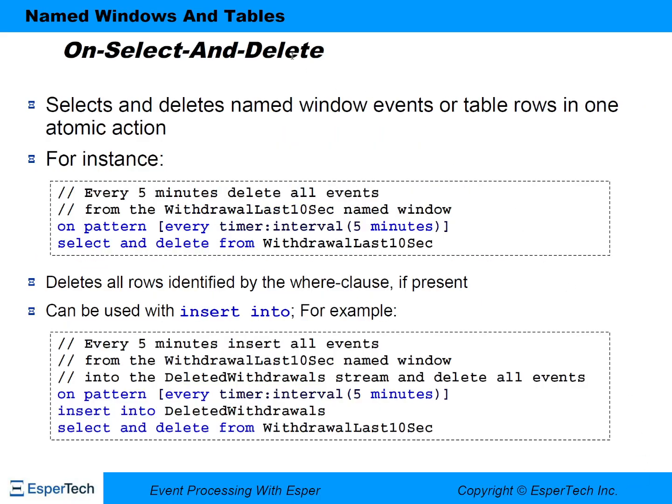On select and delete makes it easy to select and delete as one. On select and delete selects and deletes named window events or table rows in one atomic action. For instance, every 5 minutes delete all events from the Withdrawal last 10 sec named window: on pattern [every timer:interval(5 minutes)] select and delete from Withdrawal last 10 sec. This deletes all rows identified by the where clause, if present.